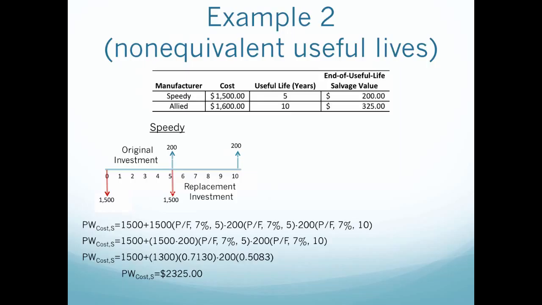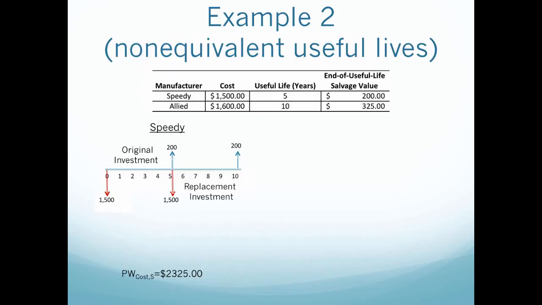So my present worth of my costs is equal to $2,325. So what that means is if I spent money today for this equipment from Speedy manufacturer, then I would be spending today $2,325 on this equipment over the next 10 years. Okay, so let's leave that on there to compare.